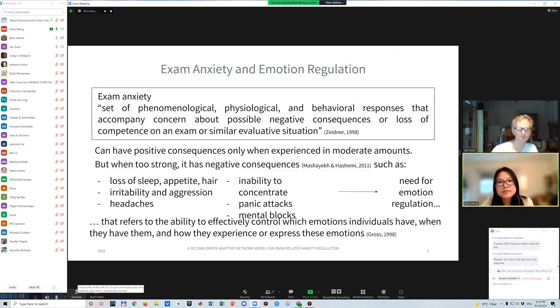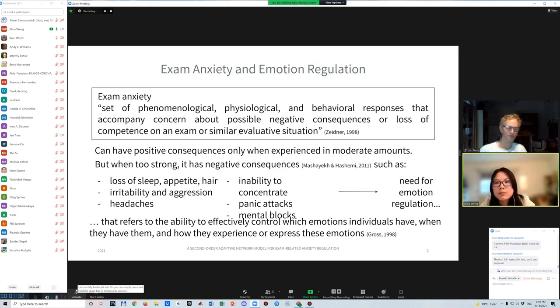Our work is firstly to get a little bit into the exam anxiety, which is defined in the psychological literature as a side of different responses that accompanies the concern someone might have about positive, negative evaluation or loss of competence while performing an exam or other evaluation system.